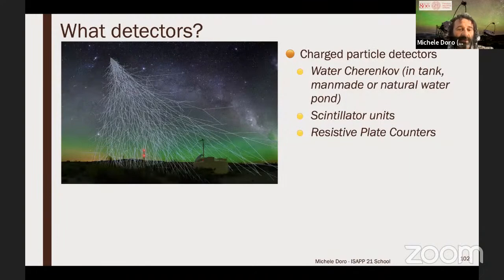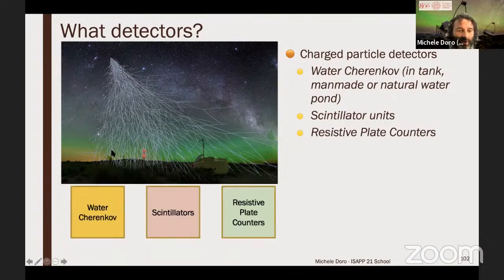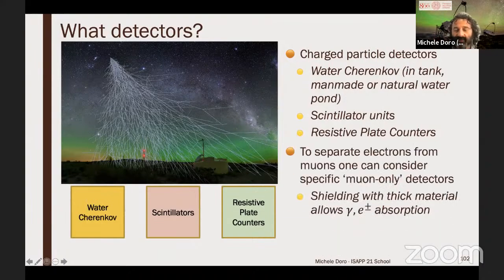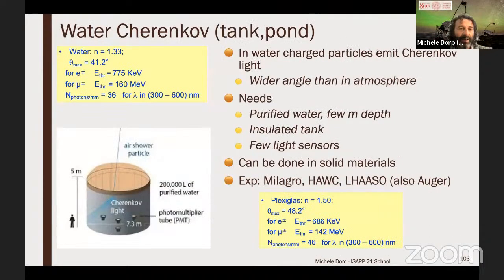Okay, this is a picture of Auger, for example, detecting the particles. How do you detect them? There are several ways in which you can detect particles. You know, there is water Cherenkov. So again, you have your particle entering some water and making Cherenkov light in the water. You can detect the particles through scintillators or through resistive plate counters. I don't have the time to explain all those, and I won't. But what is nice is that your instrument can be really upon the water.